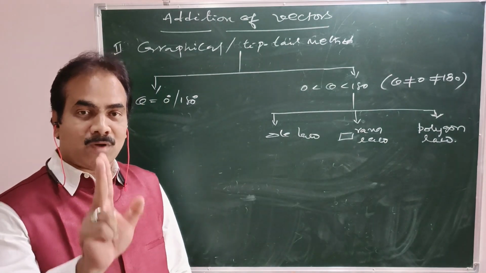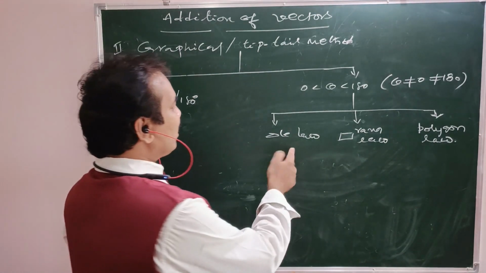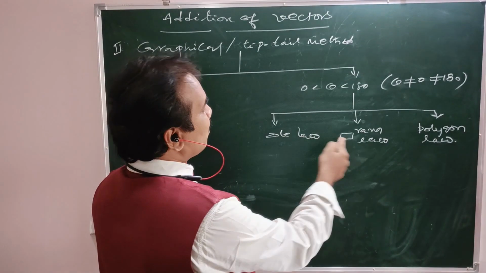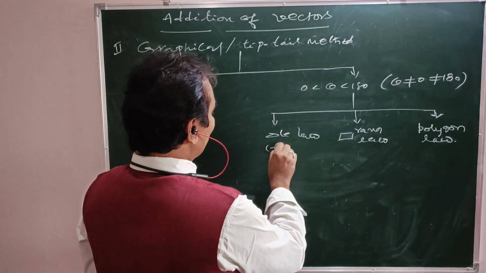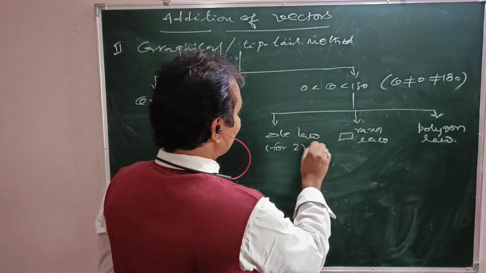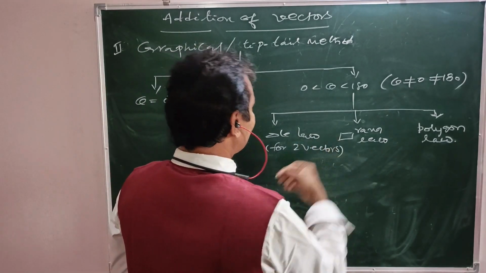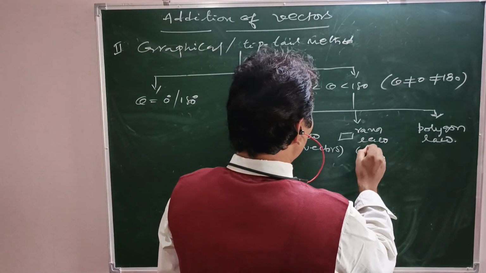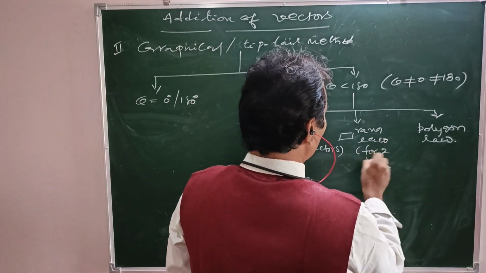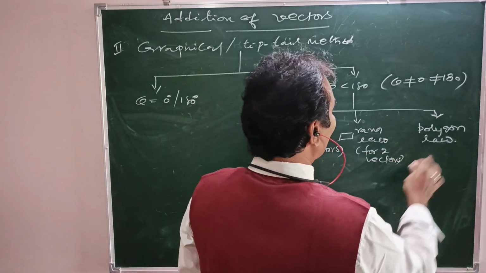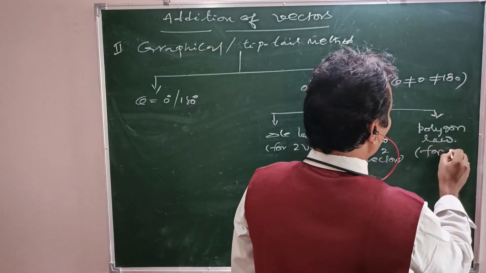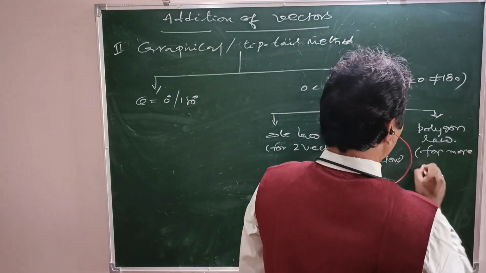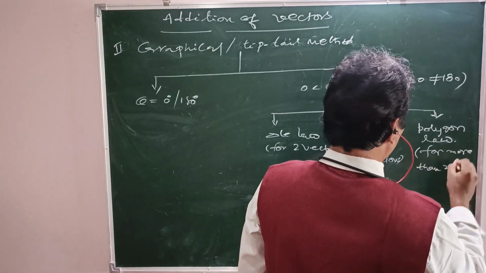If the given vectors are inclined at some angle other than 0 or 180, and moreover, if only two vectors are to be added, then one can go with either the triangle law or the parallelogram law. These two are valid for two vectors only. The polygon law is valid for more than two vectors.